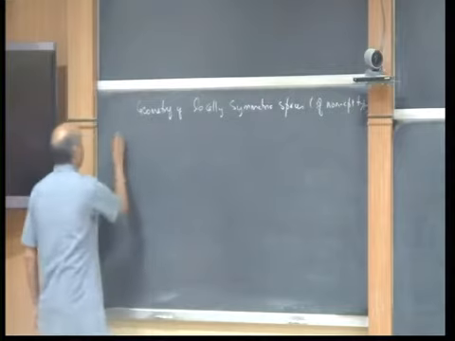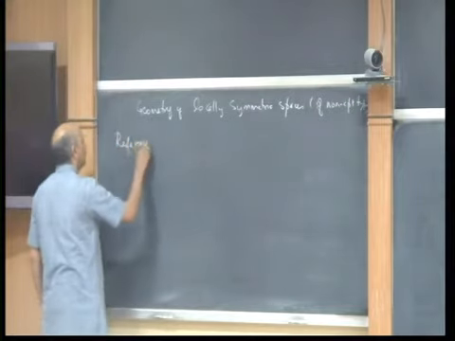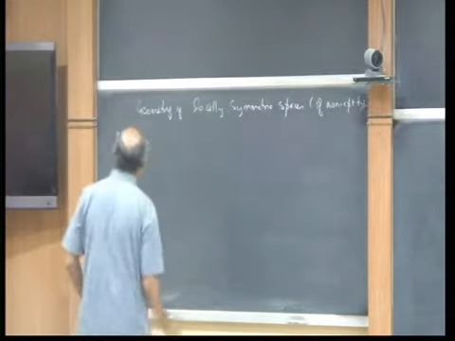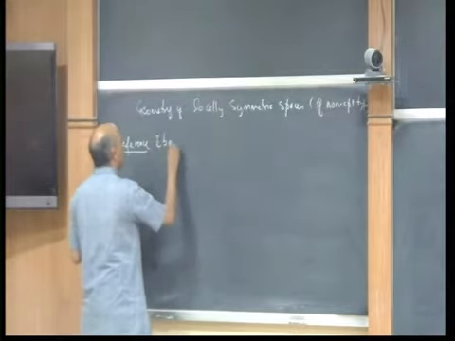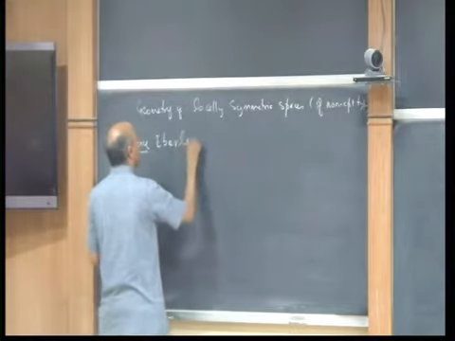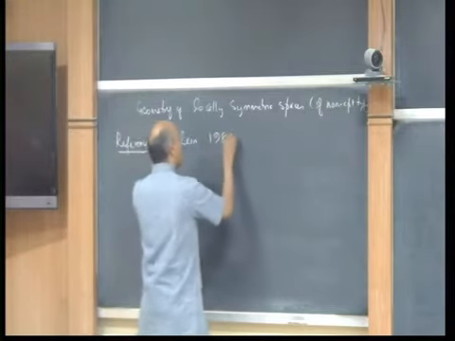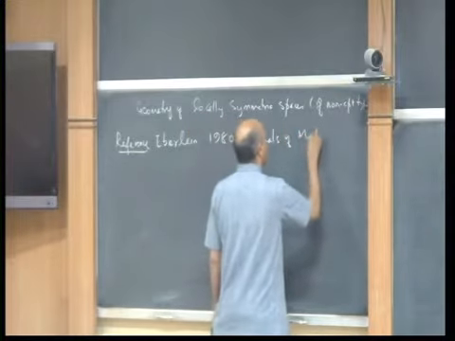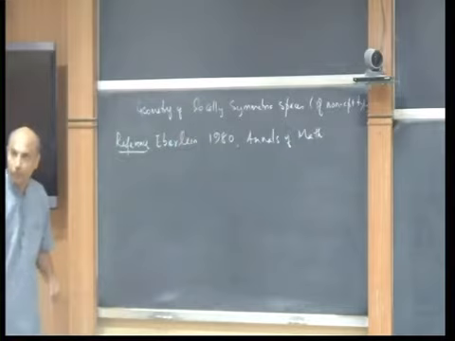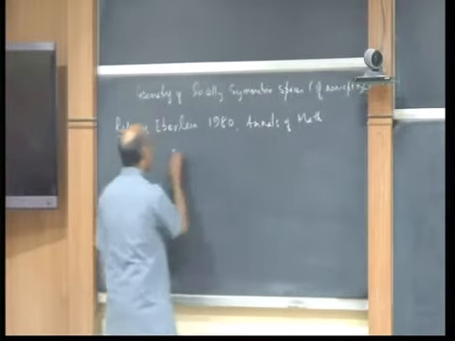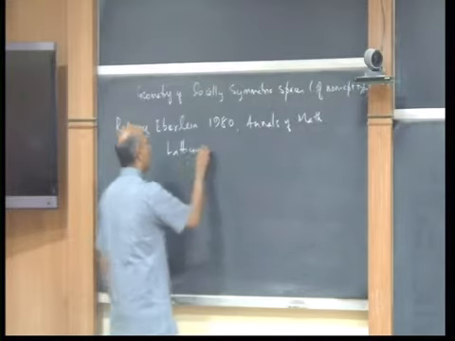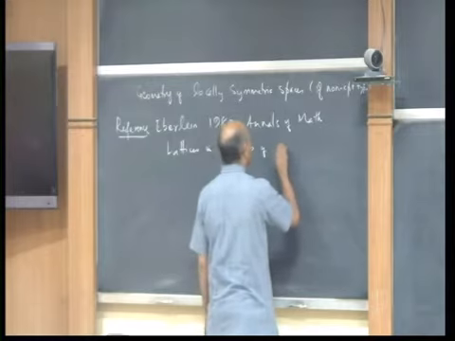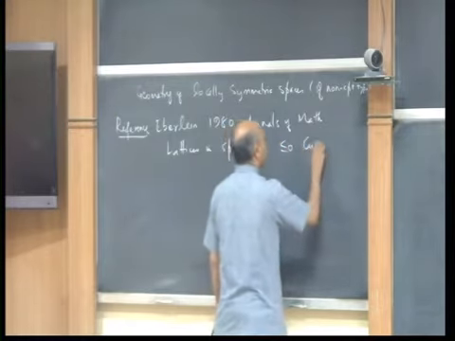So the main reference that I'm using for today's lecture is one of the main theorems proved in this paper by Eberlein, in 1980 in the Annals. I'll discuss one theorem in this paper. The title of this is Lattices in spaces of non-positive curvature. That's the title.